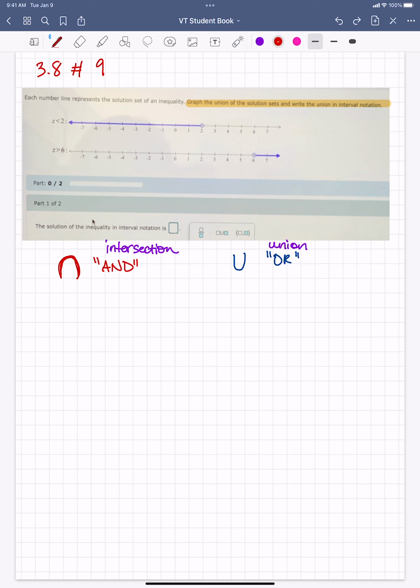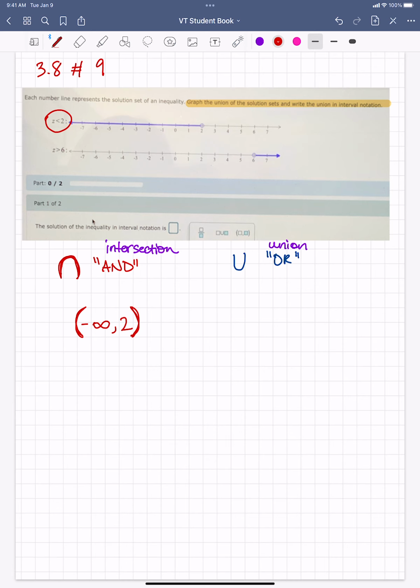And then if we want to write that in interval notation, we're going to take these two inequalities that they've already given to us, and we're going to have this interval, which will be negative infinity to 2, and infinity is always going to have a parenthesis. And the 2, because it is not equal to, also has a parenthesis. So that's the first part.